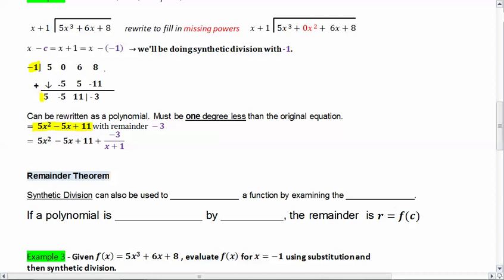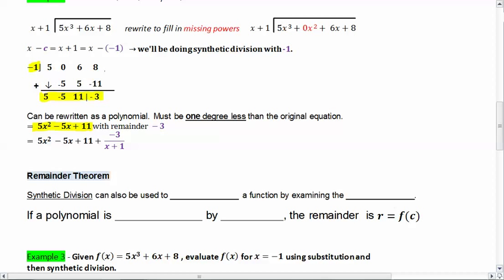If you'll notice, these are the same. So we have 5x squared. That's the first thing we brought down. And then negative 5x, so minus 5x, because we had 0 plus a negative 5. And then we have plus 11. That's the last thing. We had 6 plus 5. But we still had that remainder negative 3 to worry about.